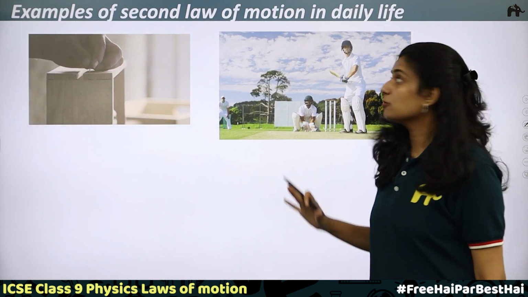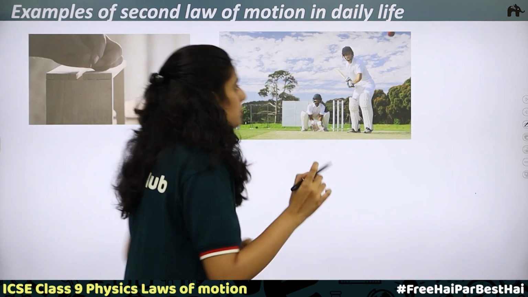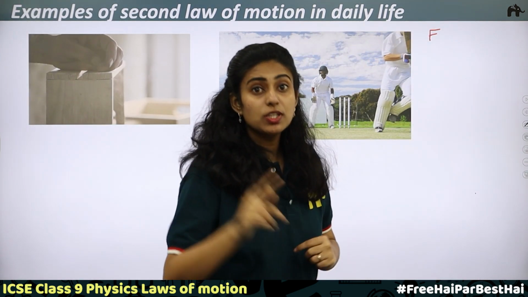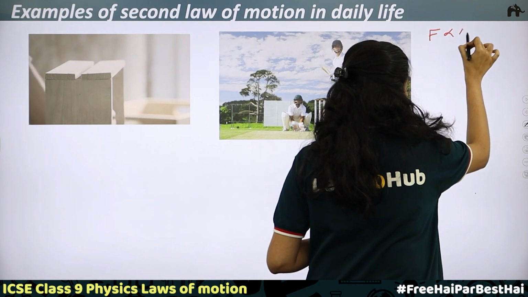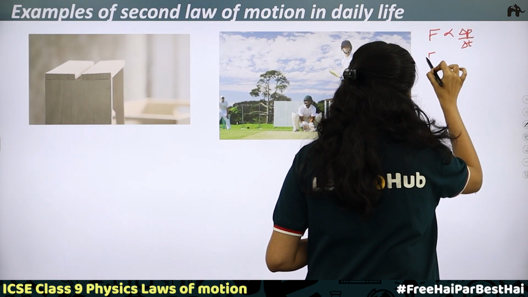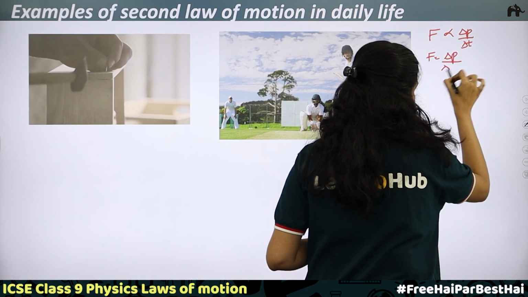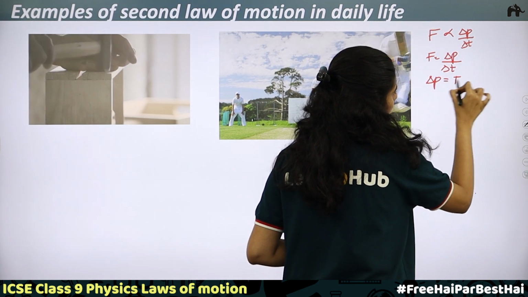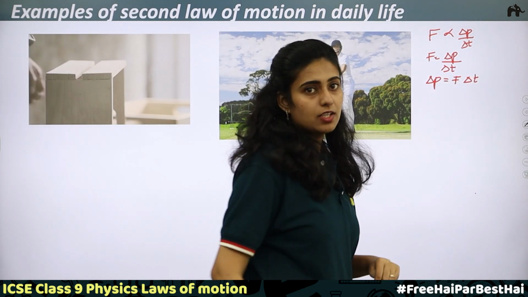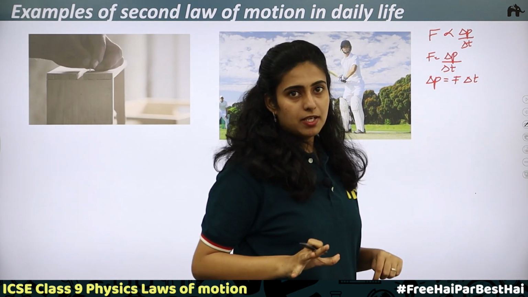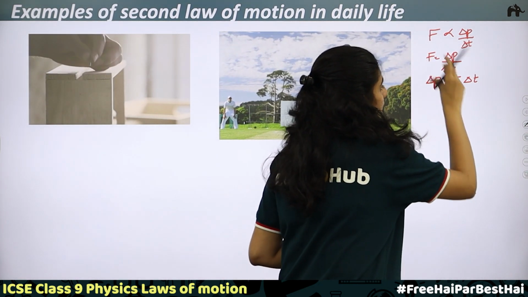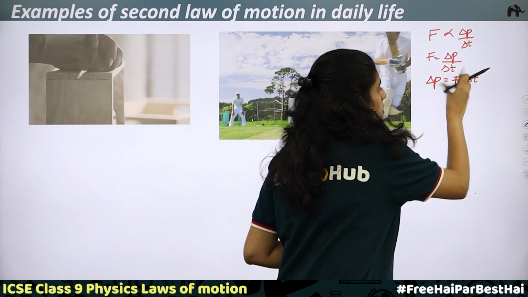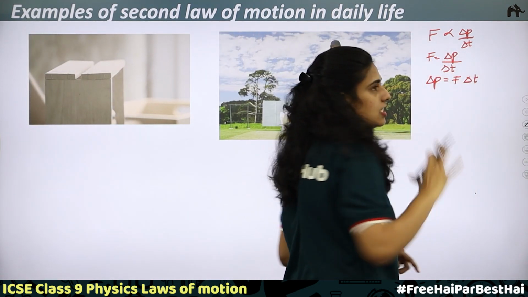Examples of second law of motion in daily life. Okay, so we have force is directly proportional to the rate of change of momentum. F directly proportional to delta P by delta T or F is equal to delta P divided by delta T. Okay, from this we can write delta P will be equal to F delta T. So when does a change in momentum happen? Either it can be when a large force is applied for a small interval of time or a small force is applied for a large interval of time.